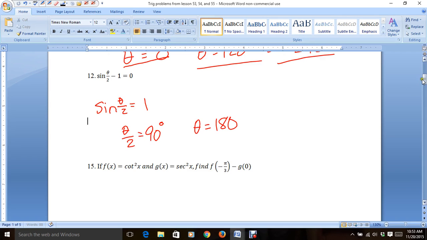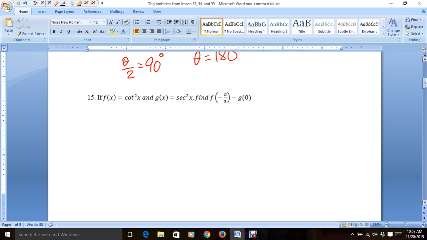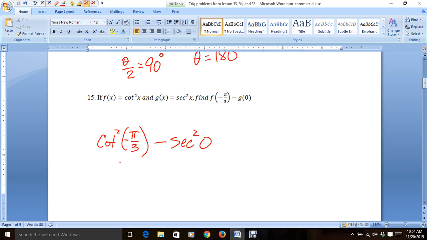Okay, here we are just evaluating some trig functions, some squared trig functions at certain values. So if f of x is cotangent squared x and g of x is secant squared x, find f of negative pi over 3 minus g of 0. So f of negative pi over 3 is going to be cotangent squared of negative pi over 3. And then g of 0 is going to be secant squared 0. So this is what we're really trying to solve here.